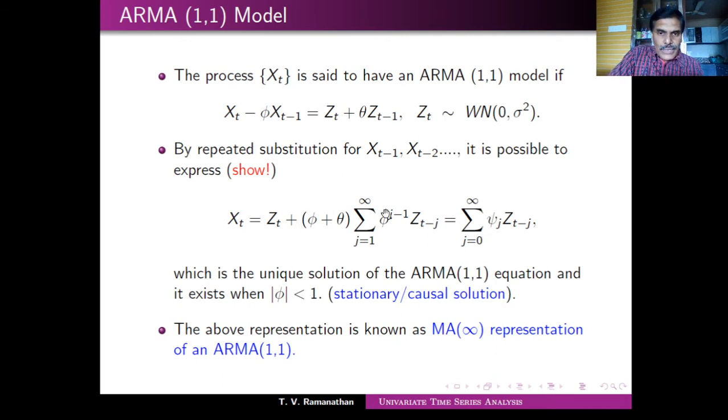Now this is just a notation. If you want this to exist, because this is an infinite sum, we need a condition: absolute value of phi less than 1, which means that a stationary solution of an ARMA(1,1) is possible only if absolute value of phi is less than 1. In fact, it is causal also, because you can write it in terms of the current and past values of zt. So if you are able to write xt like this, we can call xt a causal process, but this requires the condition absolute value of phi less than 1.